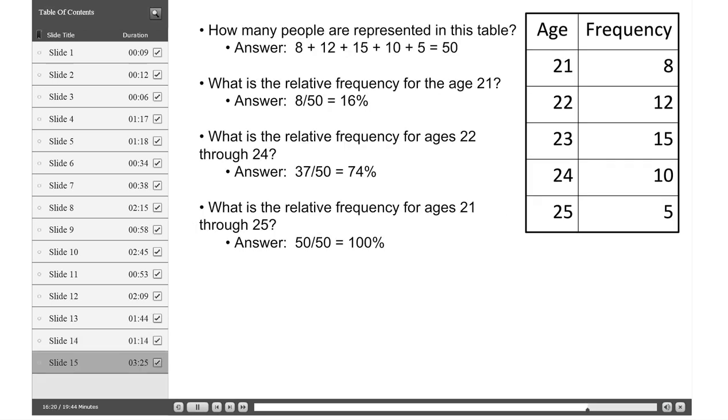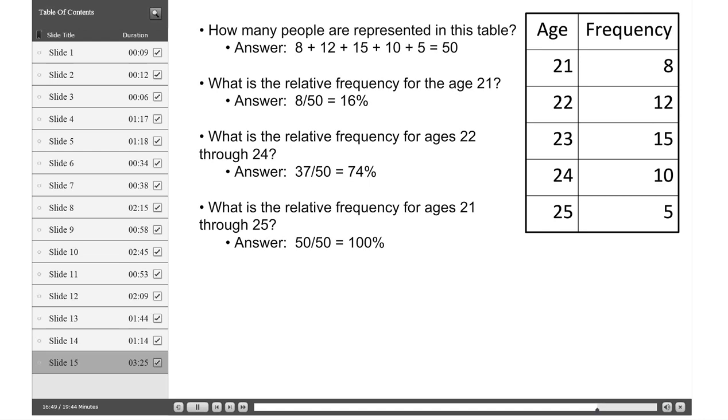This last slide also deals with relative frequency, but the table that we're working with is a little different. We have an age column with ages from 21 to 25, and we have a frequency column with a bunch of frequencies. Now on the last slide we said that relative frequency represents percentages. So if relative frequency represents percentages, what does frequency represent? The frequency of an observation is the number of times that observation occurred in the data set.